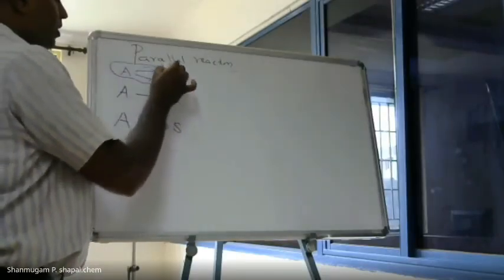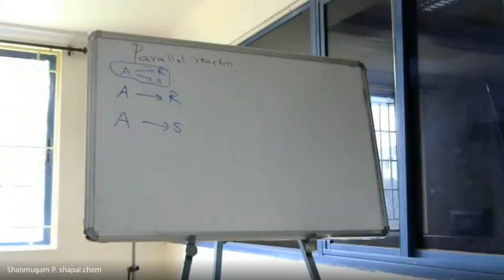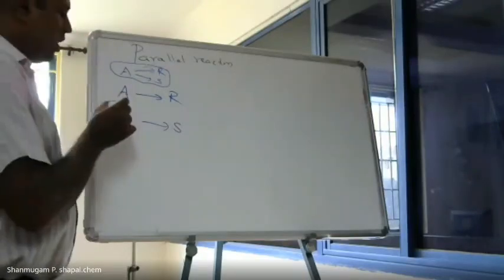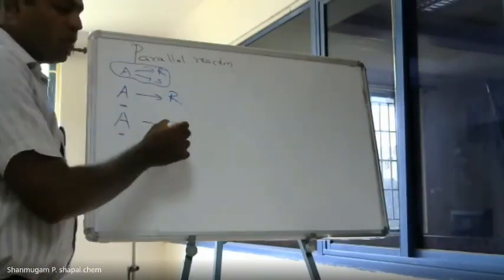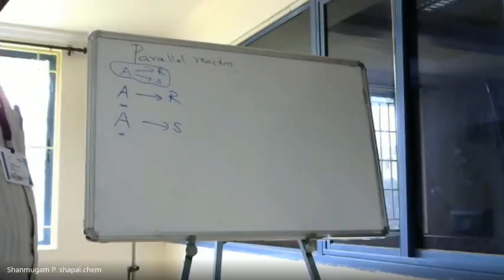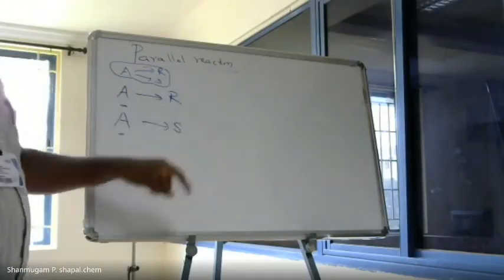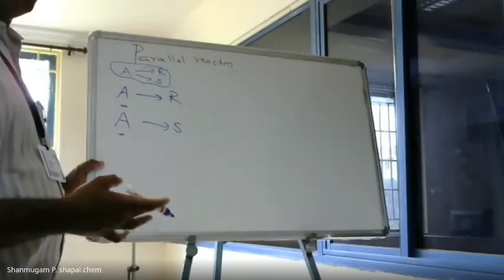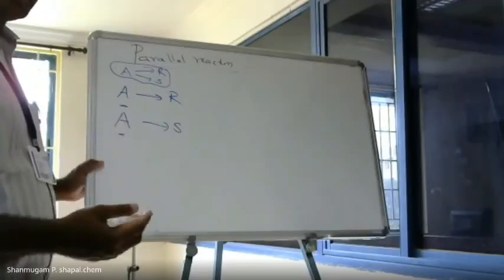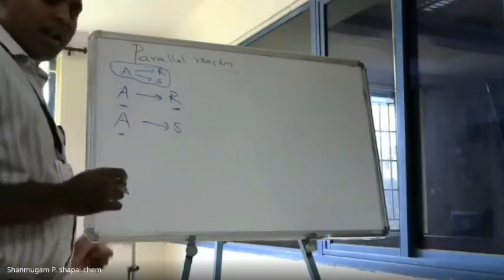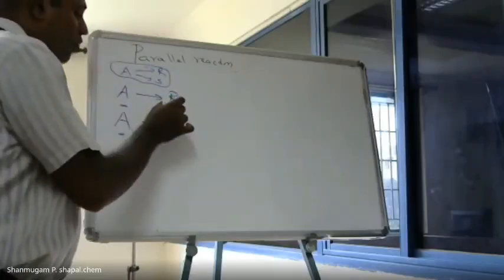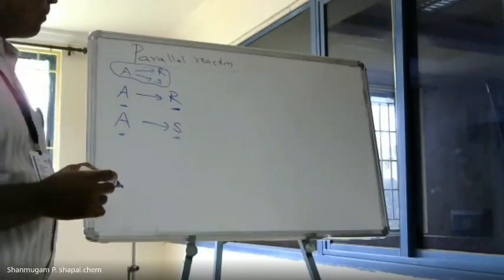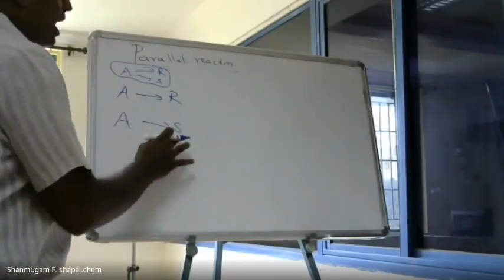Sometimes they will write this, and here the same feed can give so many products. So this is what actually usually happens in the chemical industry, where you get multiple products. This is common, and in this, one of the products would be the desired product and another would be an undesired product. This could be your desired product, and the S could be the undesired product. Like this there would be so many parallel reactions.